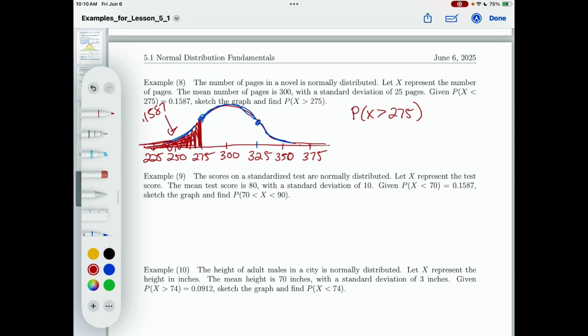To find the area to the right, which is greater than 275, I just got to take 1 minus the probability that x is less than 275. So we're going to take 1 minus 0.1587, and we're going to get the same answer as above because it's the same idea. We're going to get 0.8413.